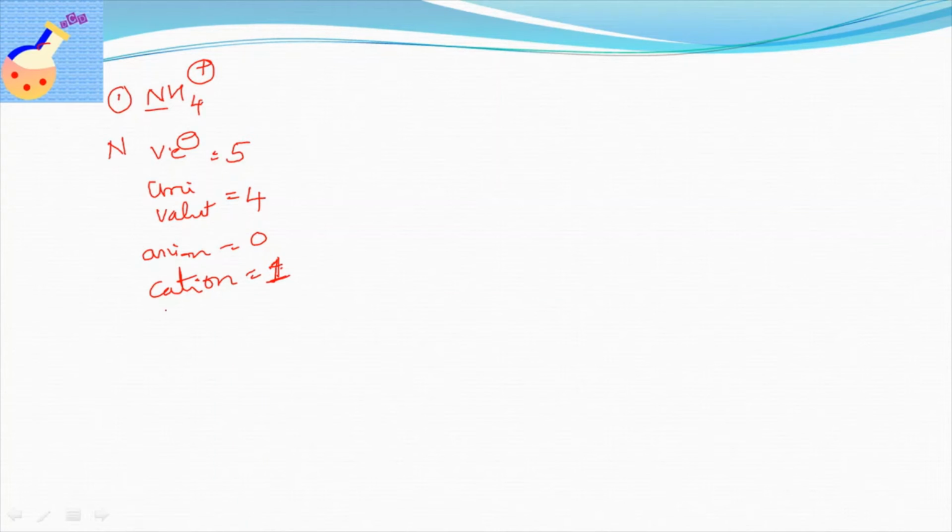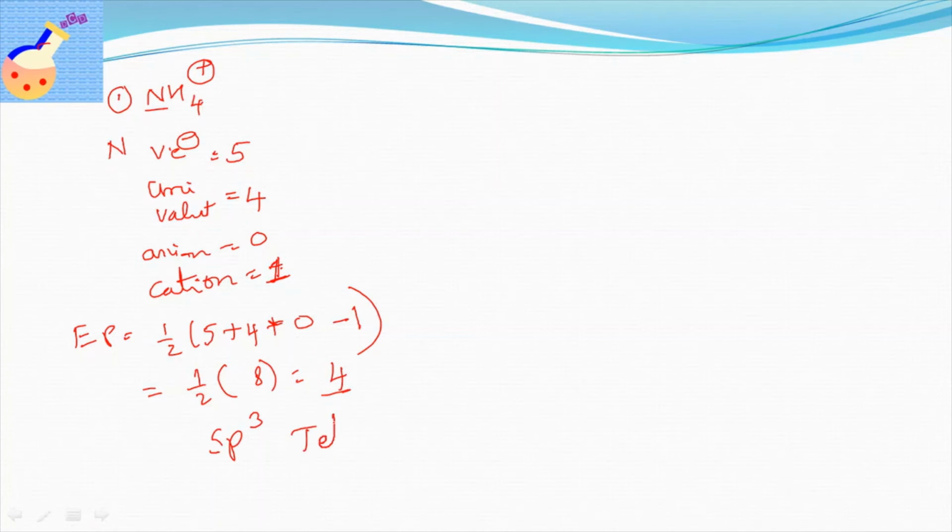So substitute these values in the formula. Electron pairs is equal to half of 5 plus 4 plus charge of anion, that is 0, minus charge of cation 1. So the value will be 9 minus 1, 8, so it will be 4. So hybridization is sp3, and the shape of the molecule is, no doubt, tetrahedral. So this is the shape of the molecule, with hydrogen, hydrogen, hydrogen. There is a positive charge on the molecule. You can draw it like this.